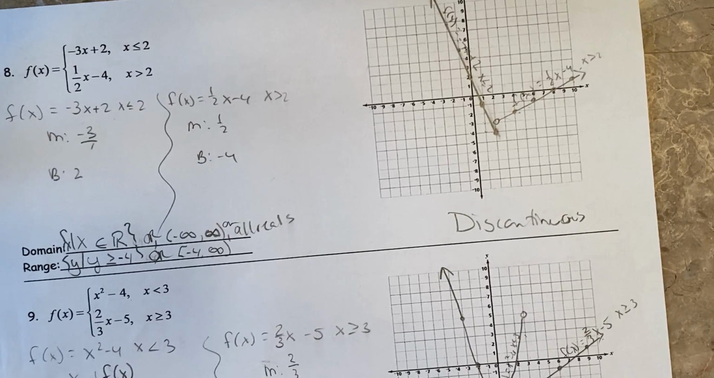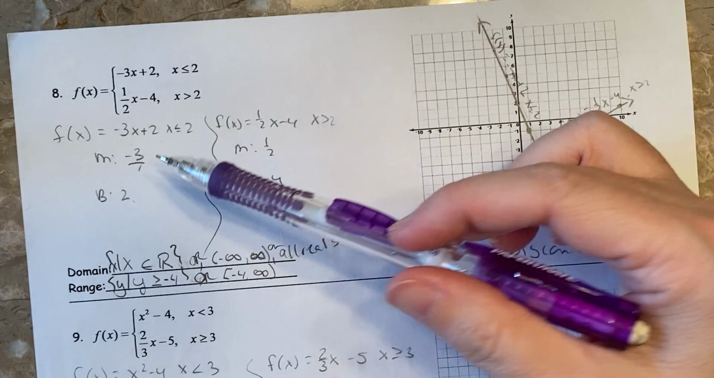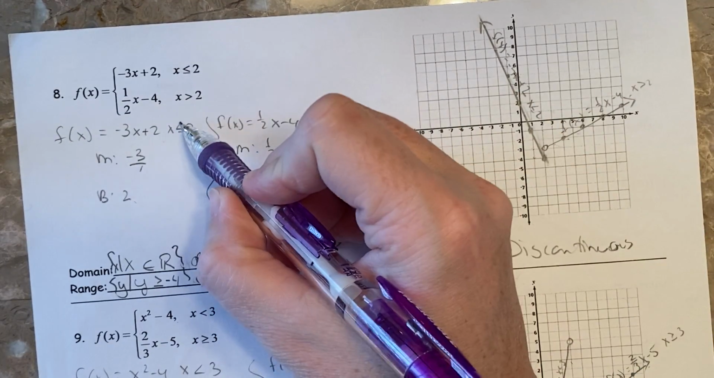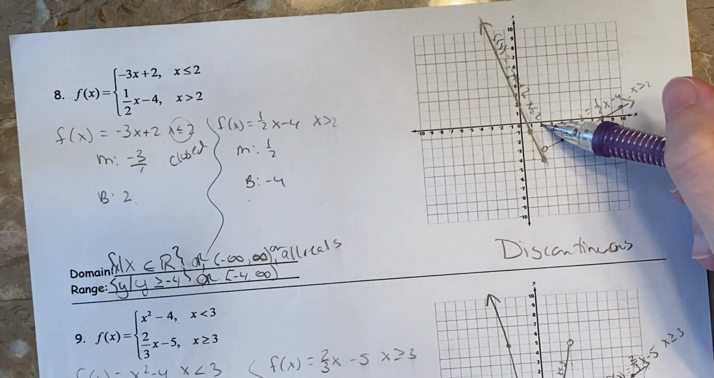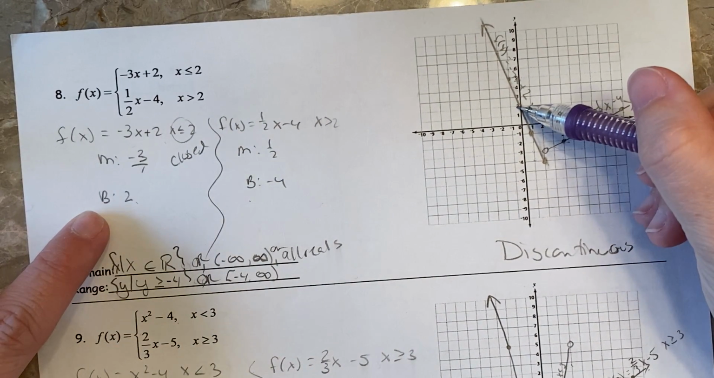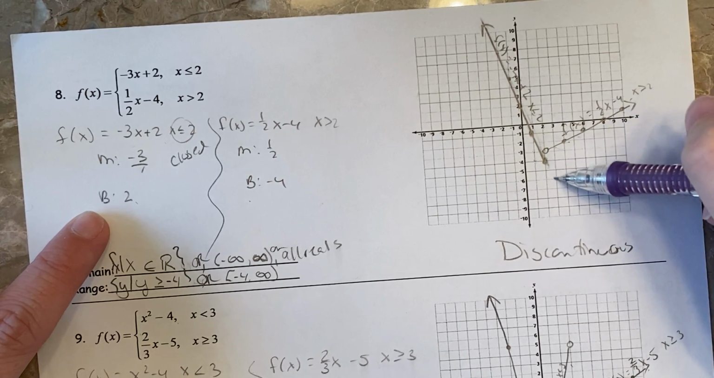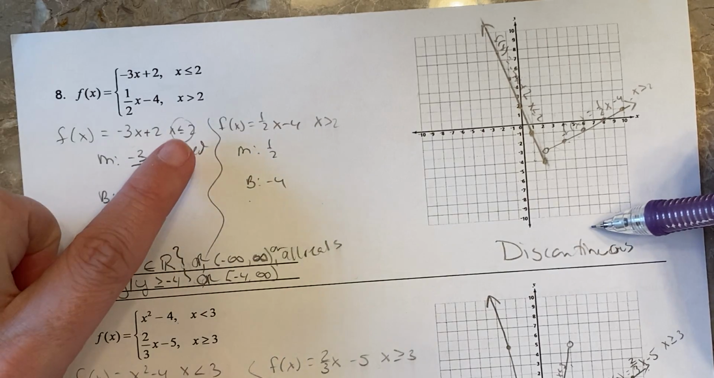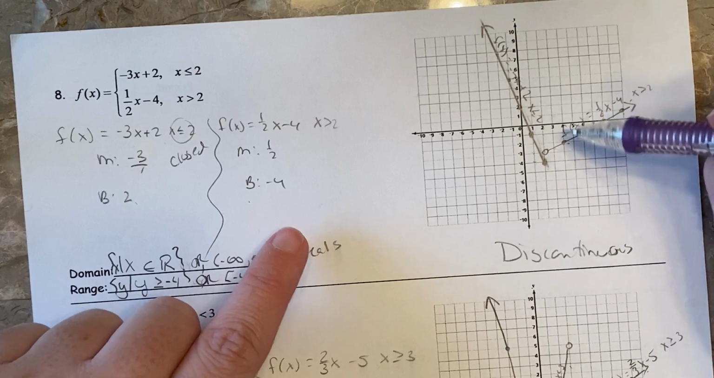Okay, number 8, you have 2 linears. You just do the m and the b for each one. This one is going to be a closed circle at 2. So here we begin at 2, you go down 3, right 1, down 3, right 1. And this would be the circle that would be closed. This would be continuous this way, but I want less than 2, so everything this way would be erased.